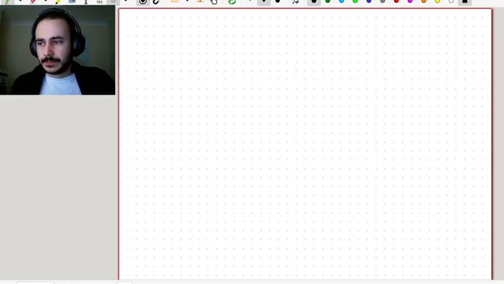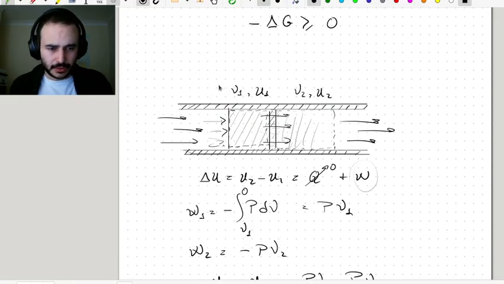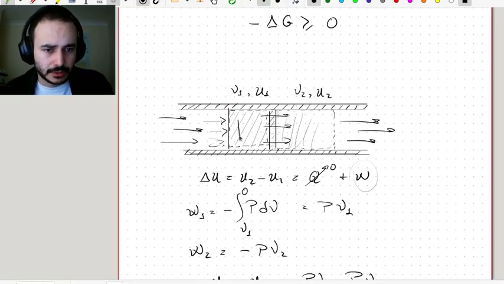And okay, so this is what we know from theory, but actually Joule, in his experimental setup, was also interested in having a thermometer here on the left hand side, and also a thermometer here on the right hand side.